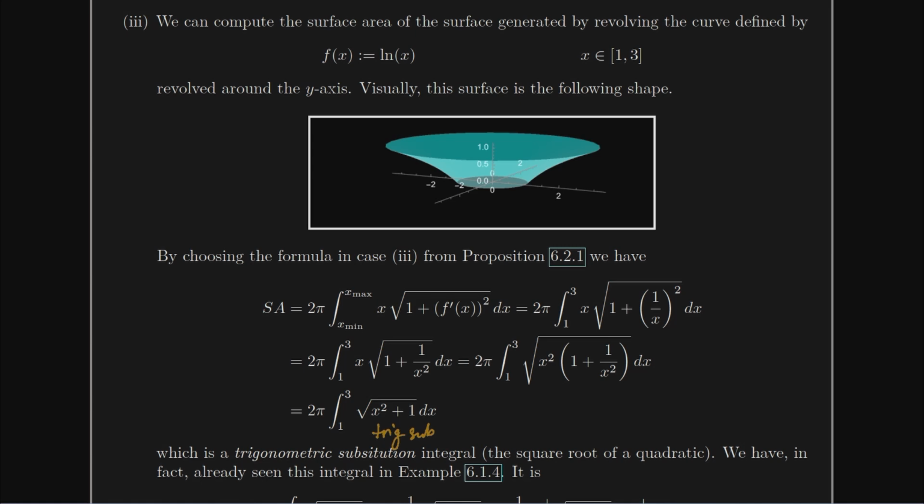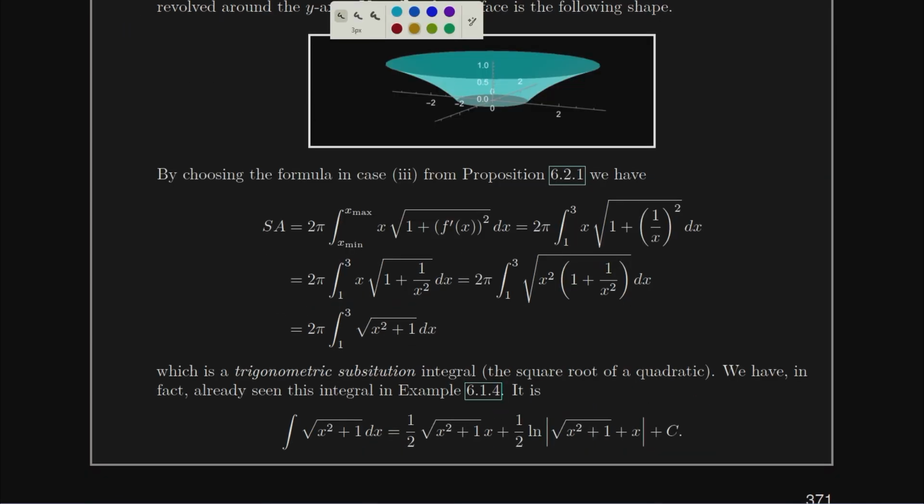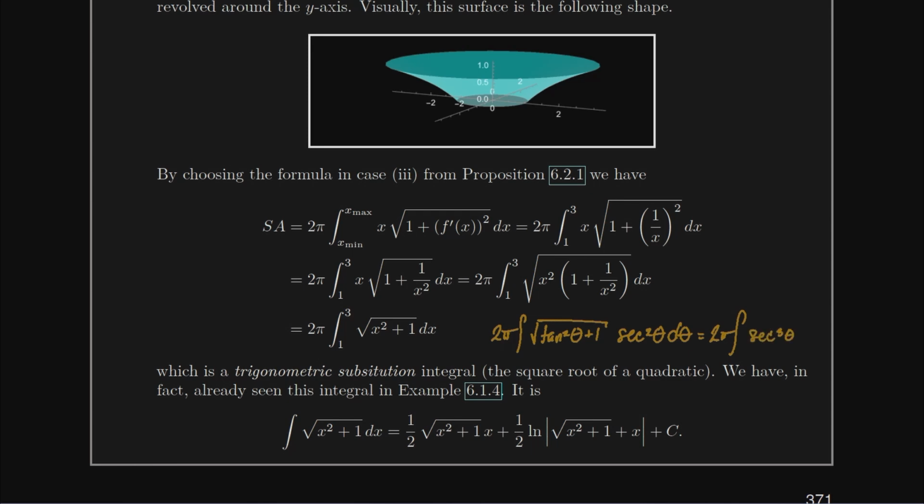In this case, we already have a completed square. We've got x squared plus 1. We're going to end up using that x is going to be tangent of theta, which makes dx secant squared theta d theta. How does that simplify our integral? Well, we're going to get 2 pi integral square root of tangent squared theta plus 1 secant squared theta d theta. Because tangent squared plus 1 is secant squared, I'm going to take a square root of secant squared. I'm going to end up with secant cubed theta d theta.